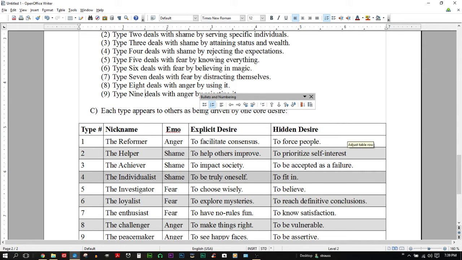Number 2, the helper. Their emotion is shame. Their explicit desire is to help others improve. Their hidden desire is to prioritize self-interest. Now, when I say hidden desire, I mean hidden to themselves, probably even as well.